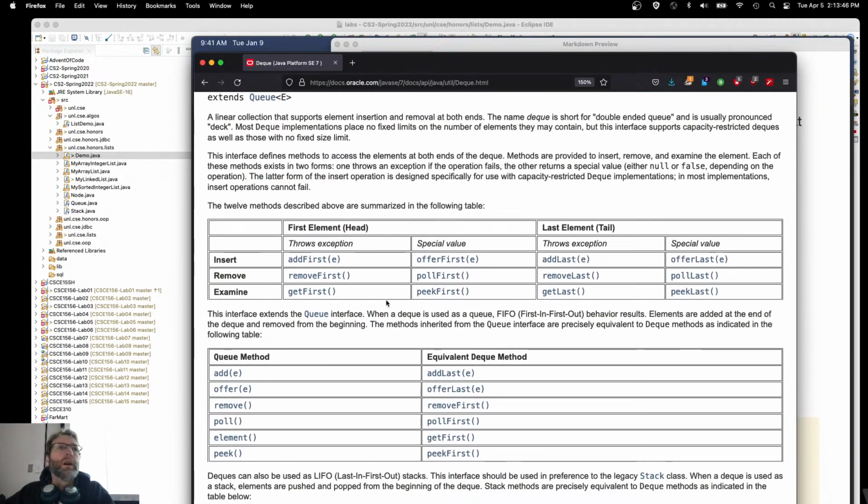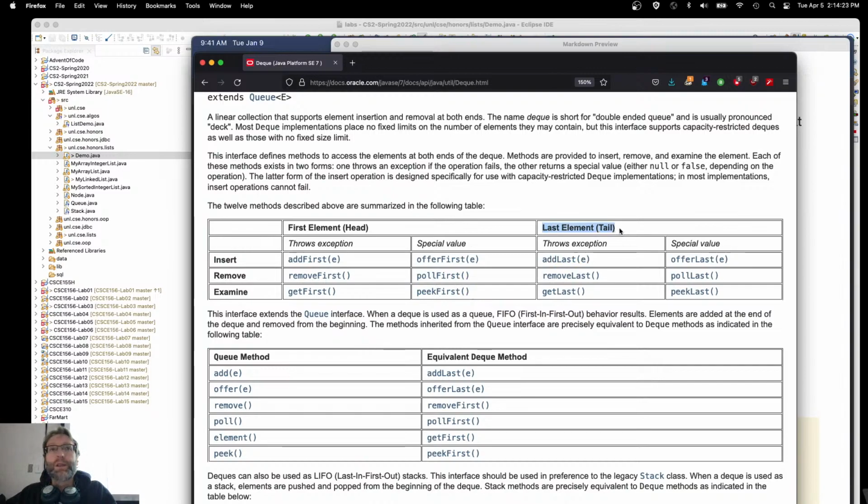Well, guess what? A DEQUE takes care of them all. If you want to insert, remove, or examine, in other words peek, at the head and you want a method that throws an exception in the event of an error, then you use addFirst, removeFirst, or getFirst. If you want to operate at the head and you want a special value to be used instead of throwing an exception, it'll return null or be a no operation or something like that, then you use offerFirst, pollFirst, and peekFirst.